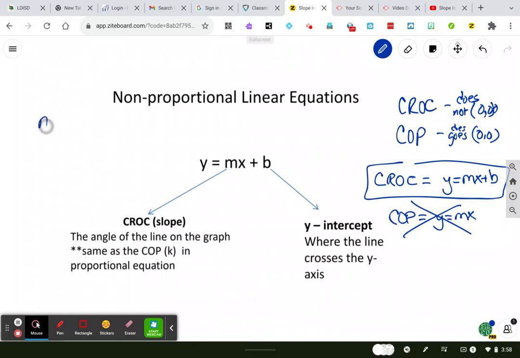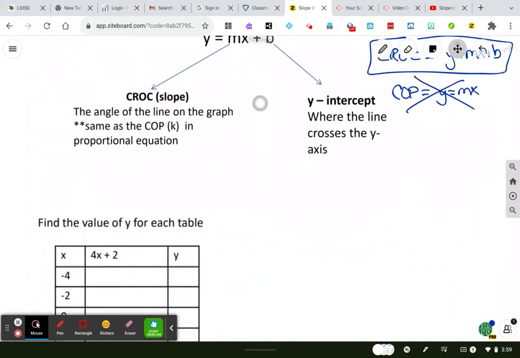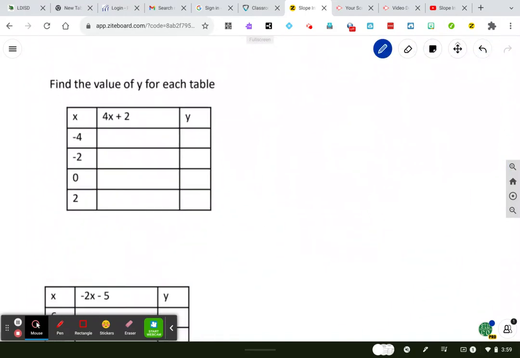The m in that equation is your change in y over your change in x. It's also your slope. It's also your constant rate of change. It's also your constant of proportionality. It just means what is happening between y and x. If I take y and divide it by my x, what is happening? That's all that it means. All right, so we're just going to jump right in.